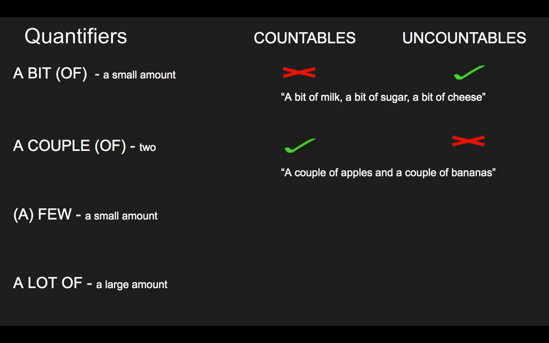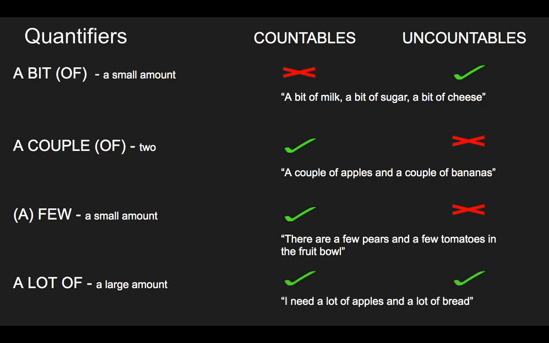A couple, because we're counting, there's 2, it can only be used with countable nouns. A couple of apples and a couple of bananas. A few, again, this can only be with countable nouns. For example, there are a few pears and a few tomatoes in the fruit bowl. And a lot of we can use with both. So we can say a lot of apples, say it in the plural, apples, and a lot of bread. So countable and uncountable.